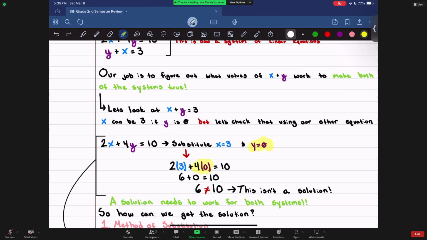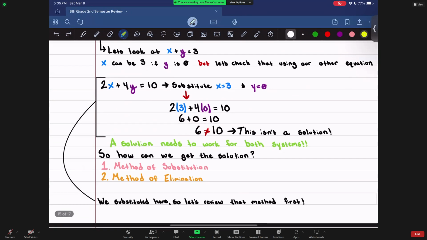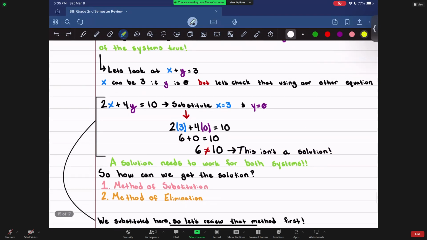Now, if you notice, if you assume that, you get 6 plus 0, and 6 does not equal 10. This told us that this statement right here needs to equal 10. That's why we know that's not a solution for this system of linear equations. And I highlight that here, right? This isn't a solution. Now, you might know what it is by looking at it. It is a pretty simple system, but we're going to walk through it, right?